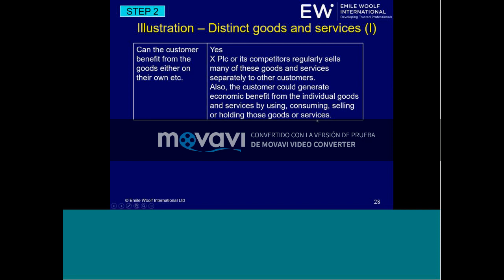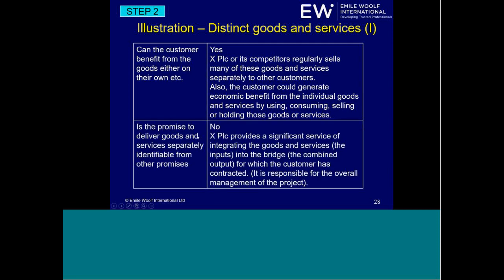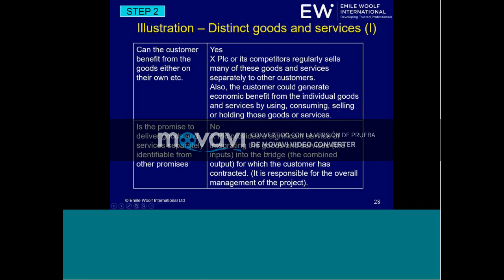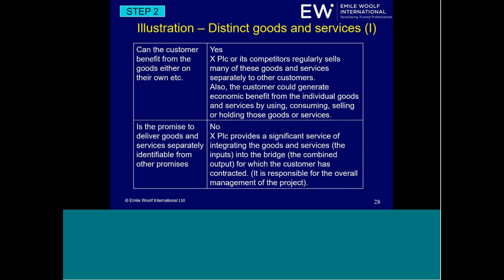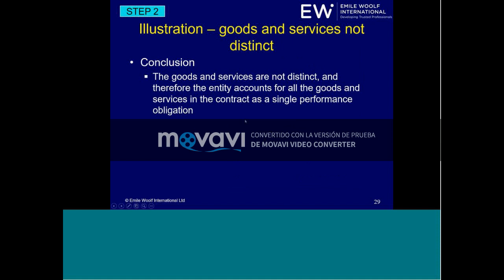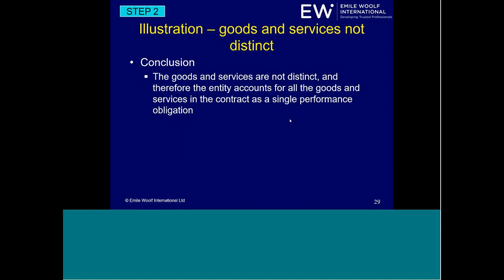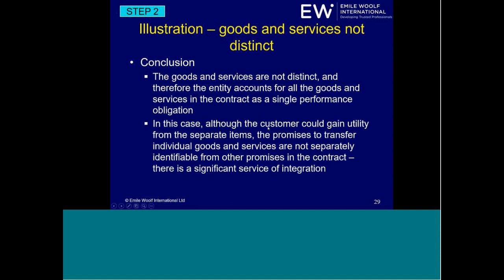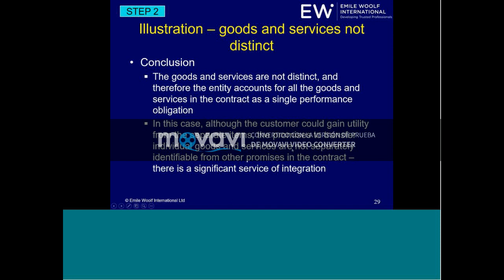But is the promise to deliver them separately identifiable from others? No, because there is a significant service of integrating goods into what it is that the customer has contracted for: build me a bridge. The services are not distinct, and therefore the entity accounts for the whole thing as a construction contract. Build me a bridge. In this case, although the customer could gain utility from separate items, the promises to transfer are not separately identifiable from others. The promise at the heart of the contract is build a bridge.